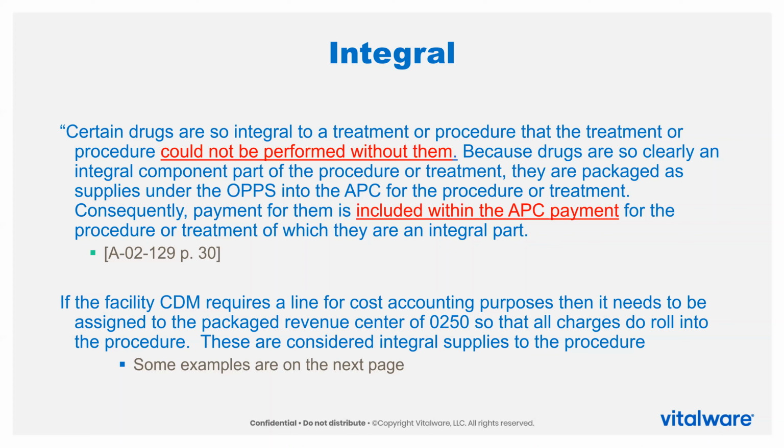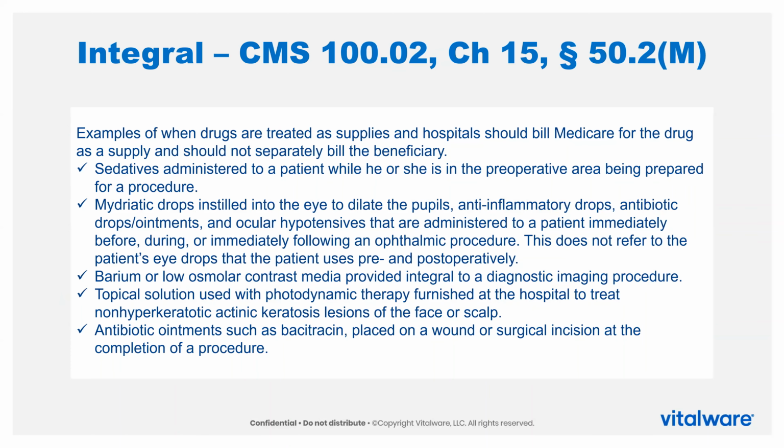They're packaged. The facility CDM requires a line for cost accounting. Then this type of covered packaged service that's integral uses revenue code 250. And we're going to go on to the next page and show you how to do that. So what is an integral supply? And they give you, there's been a whole bunch of it.